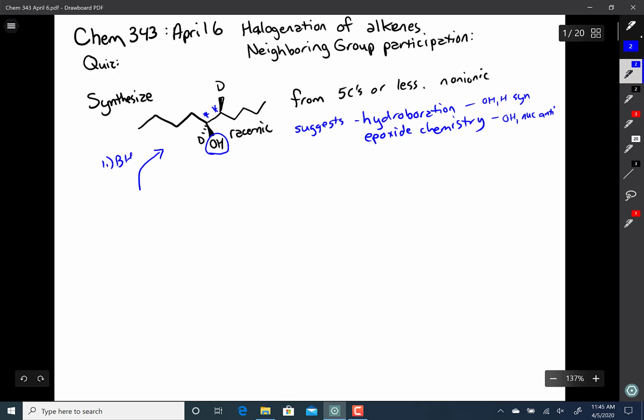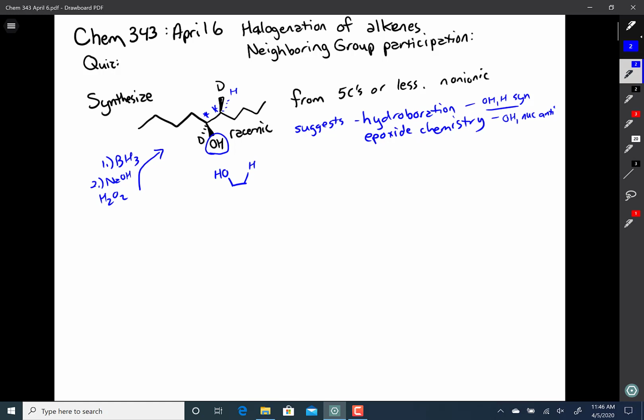If this was made by hydroboration, what that means is the OH and the H were added syn to each other. Well, if the OH is a wedge, this is a dash, but those aren't in the syn relationship right now. So to figure out what the starting material was, the molecule really needs to be redrawn so the OH and the H are syn to each other.